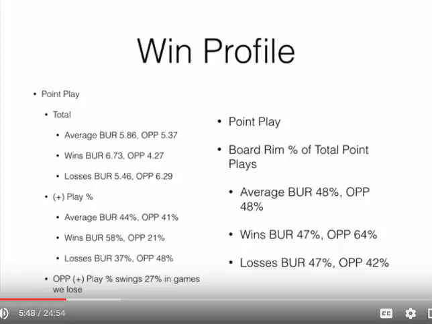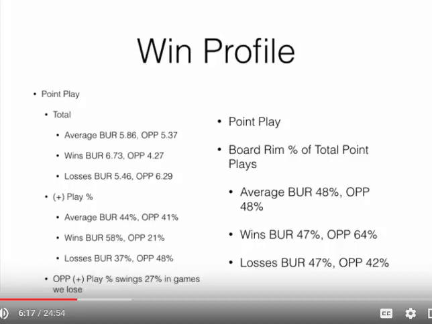Positive play percentage, though, getting the puck through, we're at 44% total, but when we win, we get the puck through 58% of the time. When we lose, it's 37% of the time. When we win, the opponent only gets shots through from the point 21%, but when they win, they're at 48%. So it swings 27% of positive play, or shots that get through from the point, in games we win versus lose.